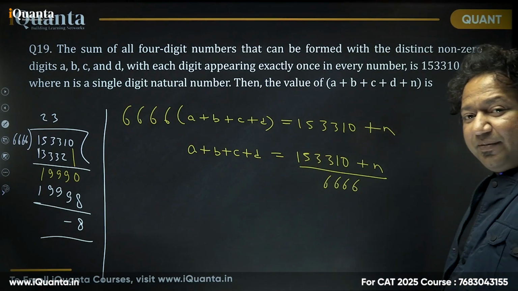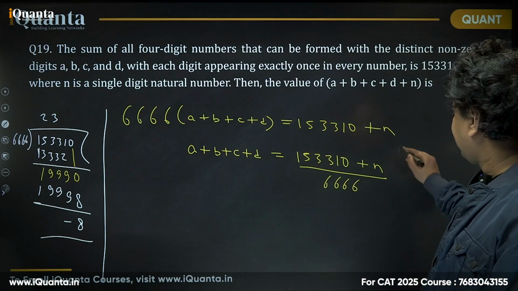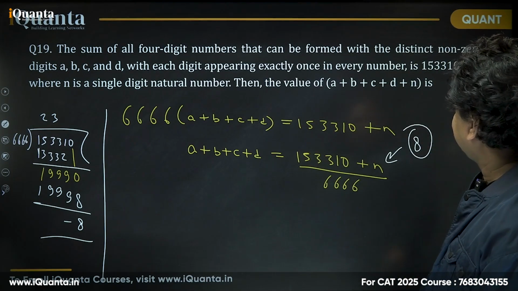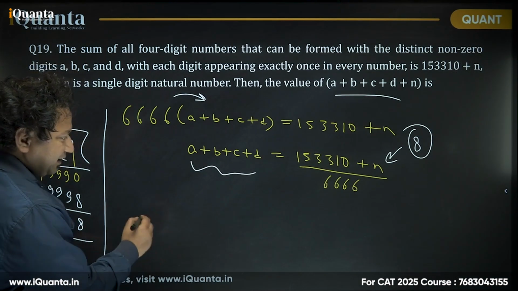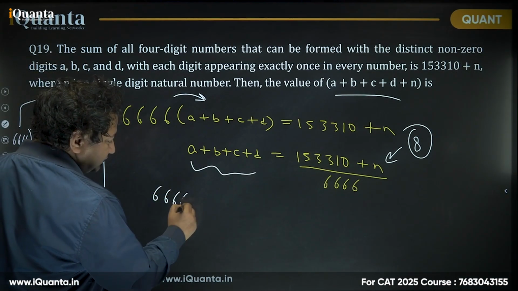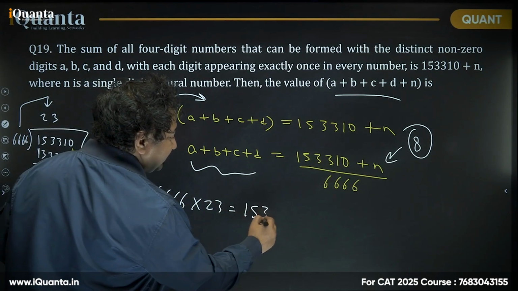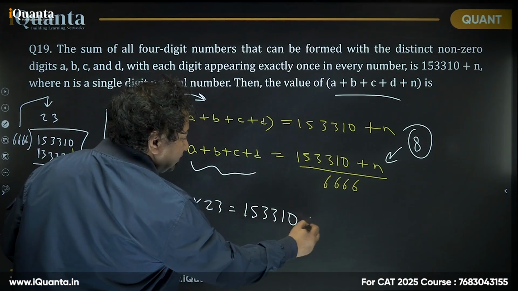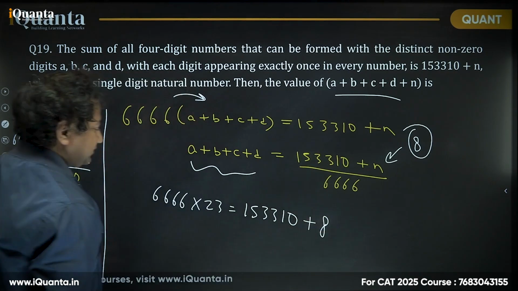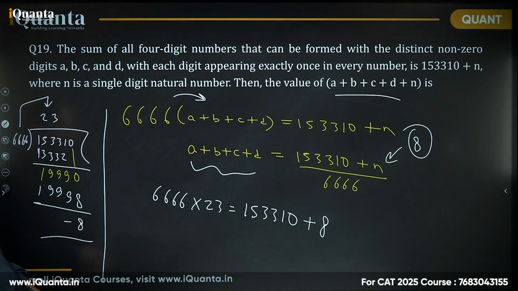153318 would have been completely divisible. That means the value of n is nothing but 8. So let me write it simply. Write 6666 times 23. This will be equal to 153,310 plus 8. That is what we have with us. Okay, now we need to find the sum of it all.